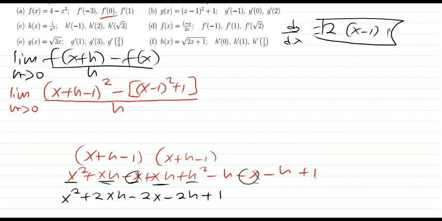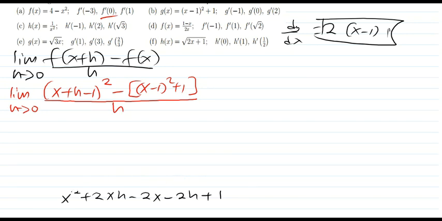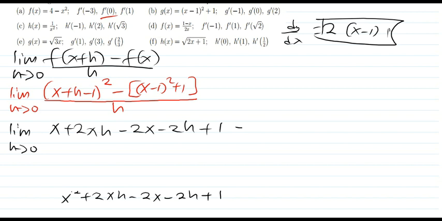So on top there, I'm going to replace that one with what I've just come up with here. So I'll have limit h approaching 0. Everything will be replaced by this. Then minus 2h. What else? We have plus 1. Then here now I have minus.